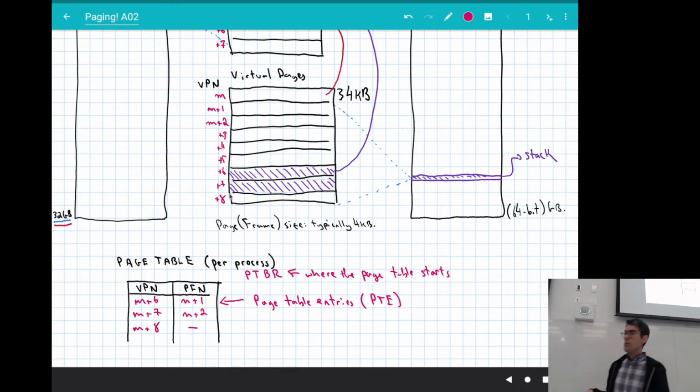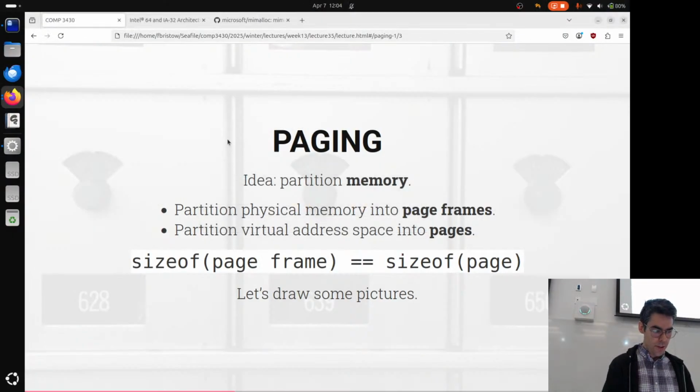With base and bounds, we were telling the hardware, this is where the virtual address space starts. This is where the segment starts. With paging, we're going to be telling the hardware, here's where the table of mapping starts. The hardware has to know what the page table entries look like at this point. So I'm going to come back here in a second, but I wanted to pop over to this tab right here.